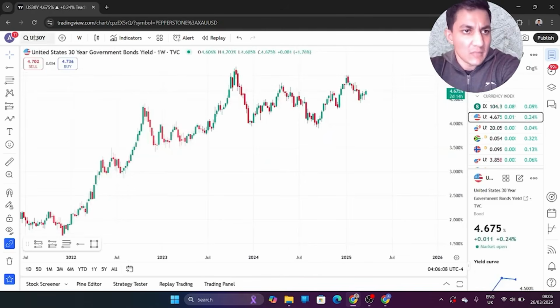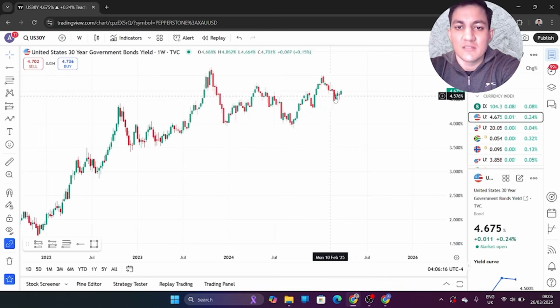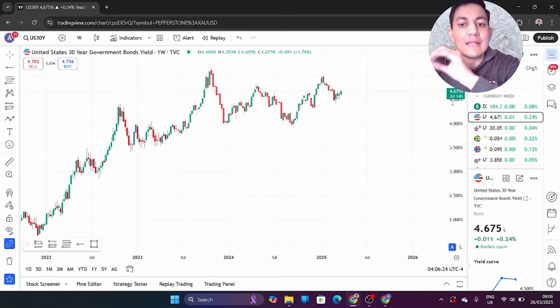Right here, if you type in US30Y on TradingView, you'll get something called the United States 30-year government bond yield. Now, it sounds complicated. All you need to know is this is the interest rate for the US government's debt, like bonds and stuff. This is the US government's interest rate. And this is something for your notes: the higher the interest rate, the more valuable the currency. And it makes sense, right?